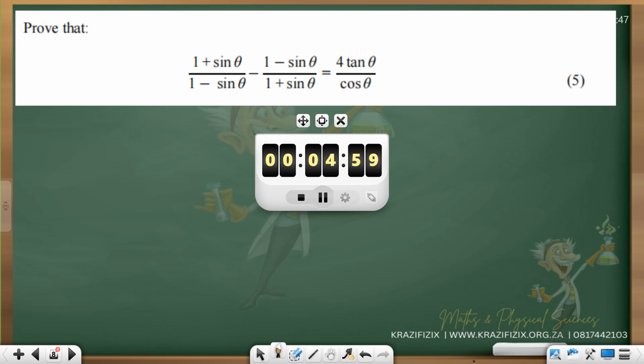5 marks. It's a fraction, please. It's a fraction on the left-hand side. What do we do? Diagonal denominator. Write it out explicitly so that you can work.